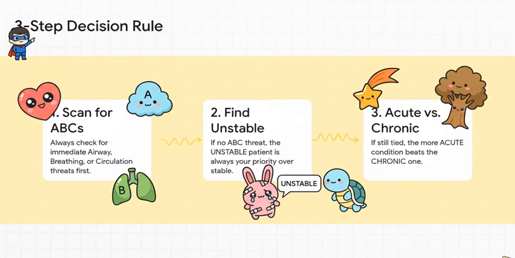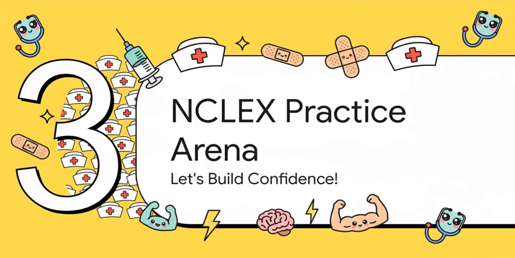And step 3, if you somehow have 2 unstable patients, which can happen, that's when you pull out the tiebreaker. The more acute condition always beats the chronic one. You've totally got this. All right, that's enough theory. The only way to really, truly get this down is to practice.